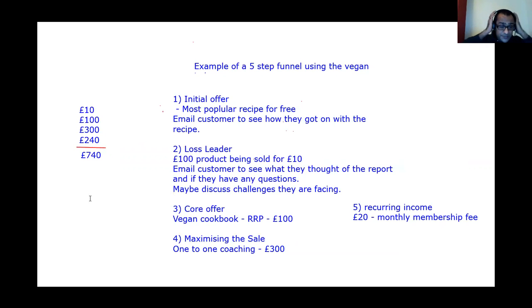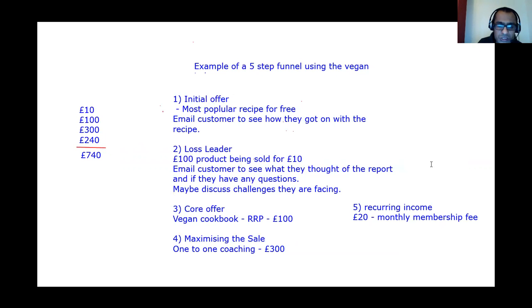I am sorry about this. Than you would if you hadn't gone through those steps. So this is a real basic 5-step funnel. I've seen them go up to 8, 9, even 12 steps.